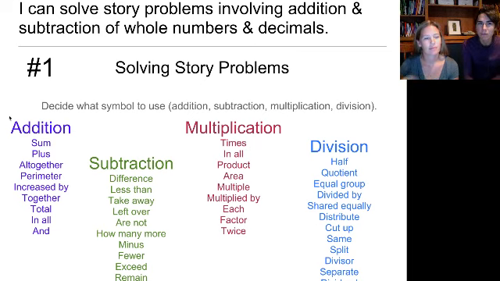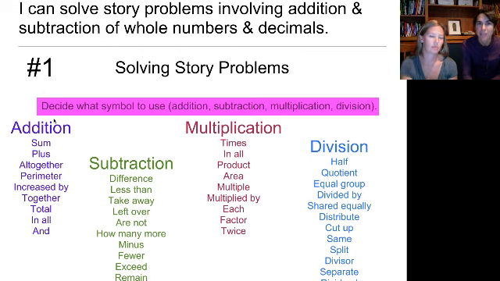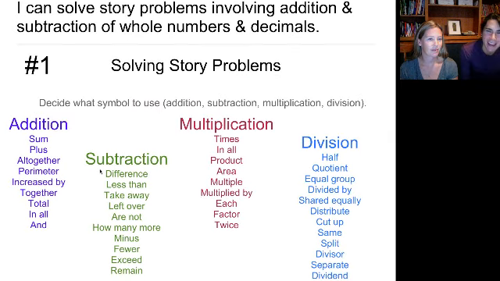Step number 1, we just want to make sure that you write down: decide what symbol to actually use. Are you going to use addition, subtraction, multiplication, or division? Each time that you read a story problem, you want to think about what words are used, and these are just cueing words to let you know what operation.